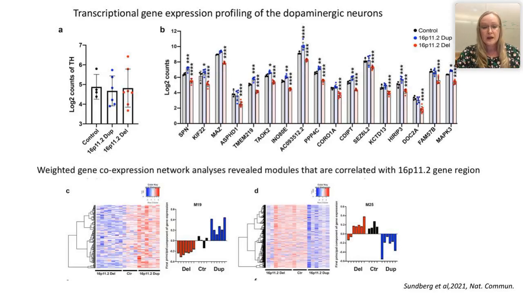Then we did a weighted gene co-expression network analysis, which revealed modules that are correlated with the 16p gene region. And interestingly, we found two different modules. Module 19, where the 16p deletion cells had significantly reduced expression of these genes, and at the same time, these same genes were increased in the duplication population.